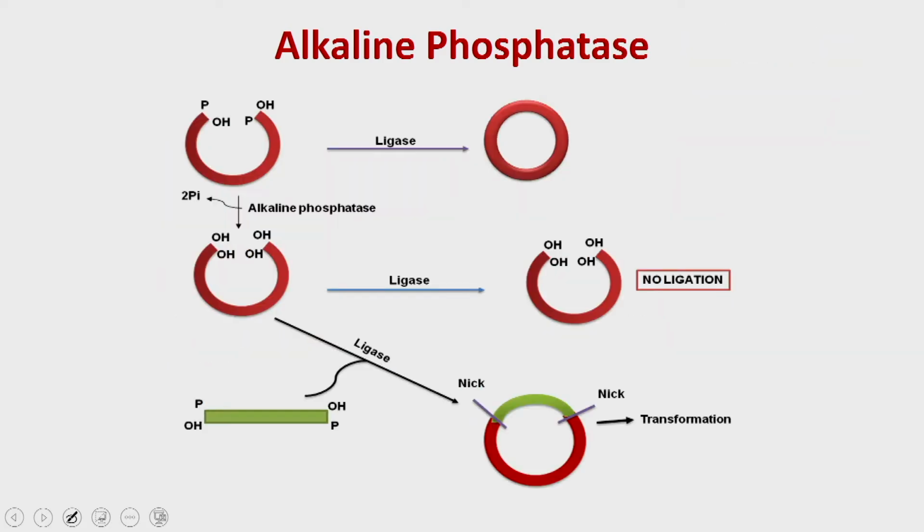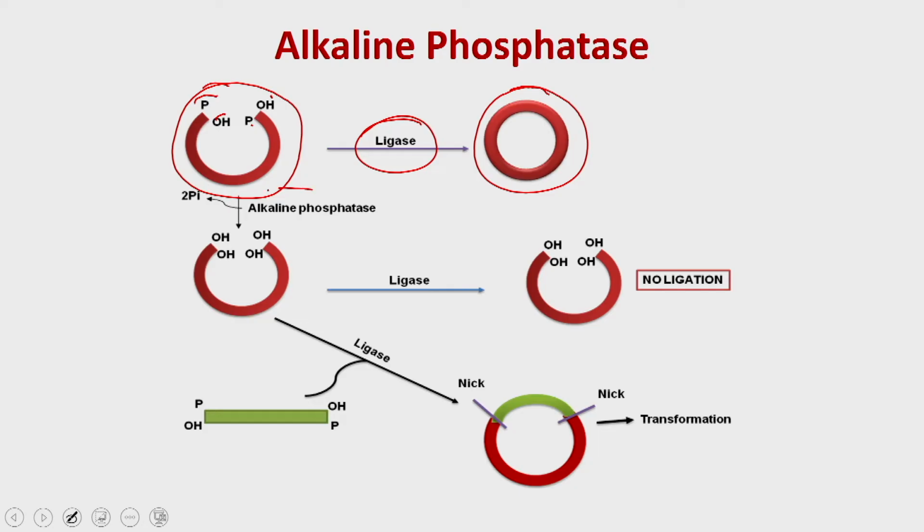So, that is what is shown here. If you have a circular plasmid which is cut by an enzyme, you have a phosphate, an OH, an OH, and a phosphate. If you put it in the ligation reaction, this plasmid is going to bind to itself to give you a circular plasmid instead of having an insert within it.